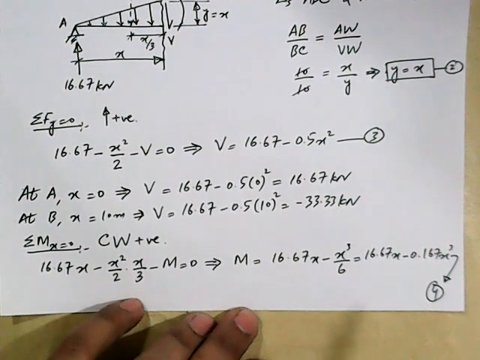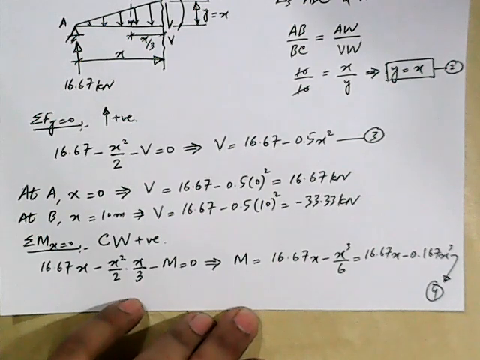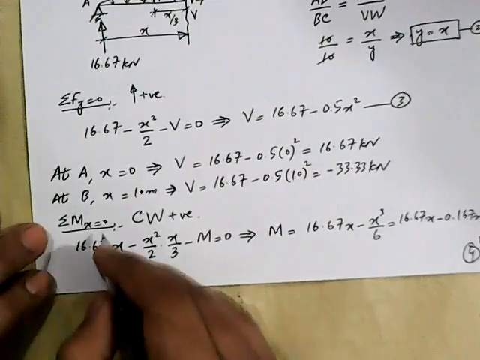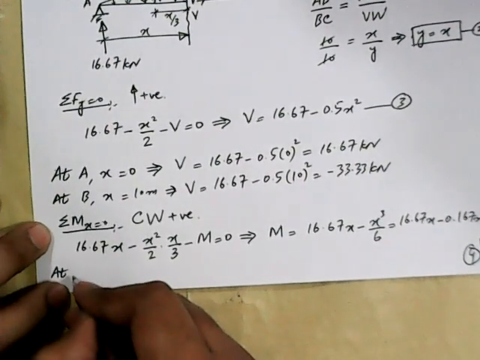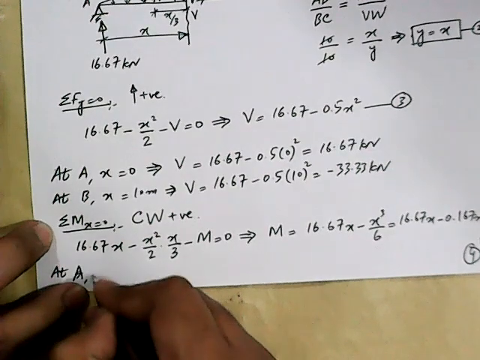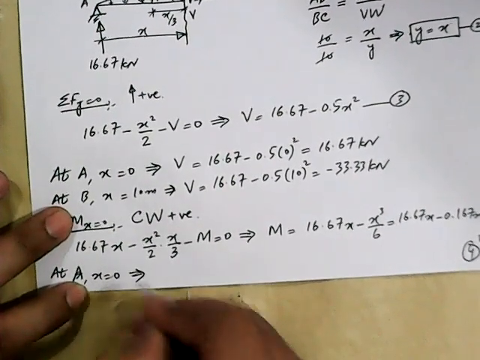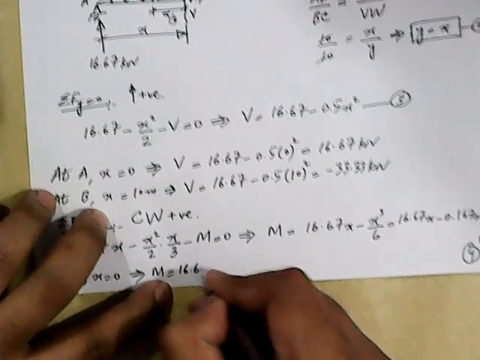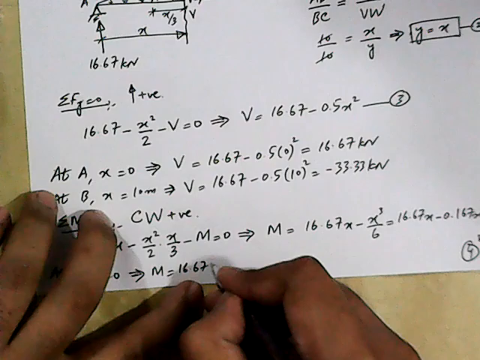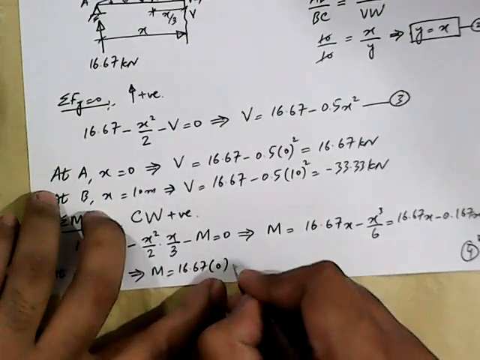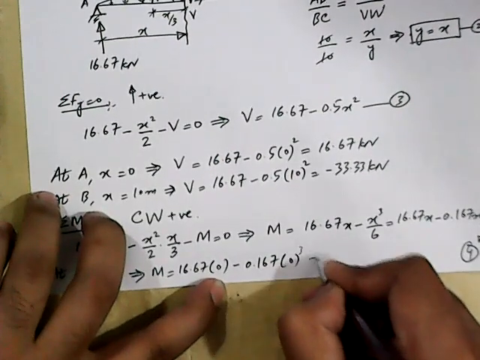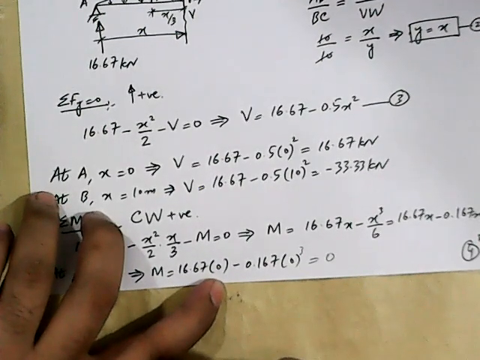Now the next step is to plug in the value of x for point A and point B to get the value of bending moment at point A and B. Let me do it. At point A, x is equal to 0. This implies m is equal to 16.67 into 0 minus 0.167 into 0 cube, and this gives us 0, right?